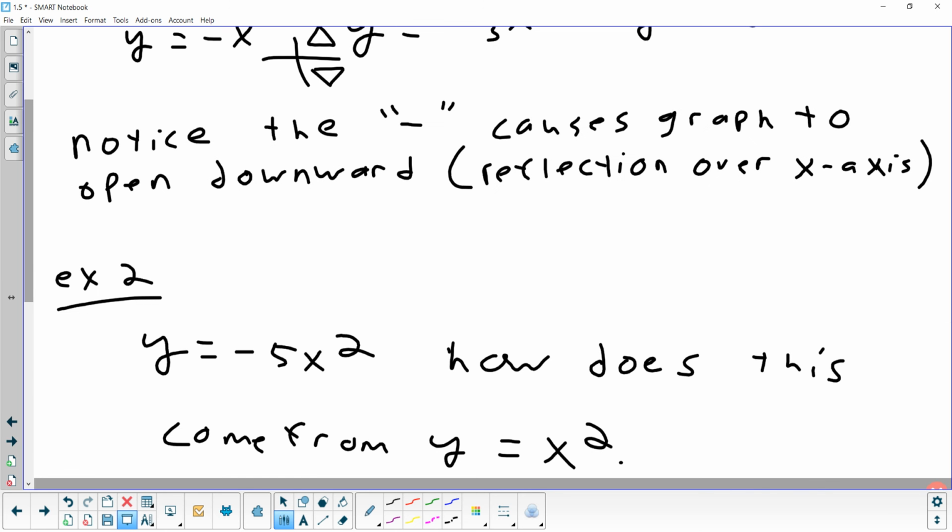So, what I want to do is look at two different parabolas. This is called the parent function. Okay, it's kind of the simplest parabola you can have. There's no other numbers in the equation. And I want to compare the parent function to y equals negative 5x squared.